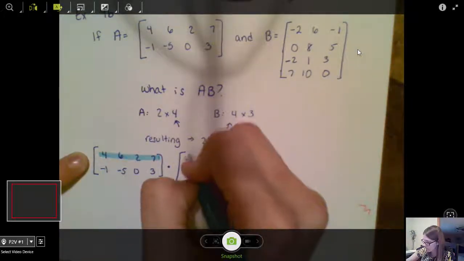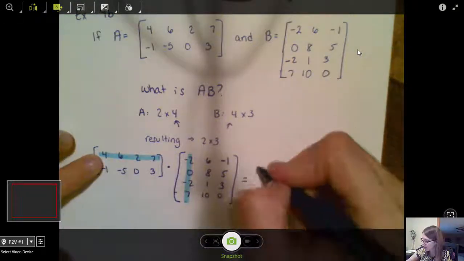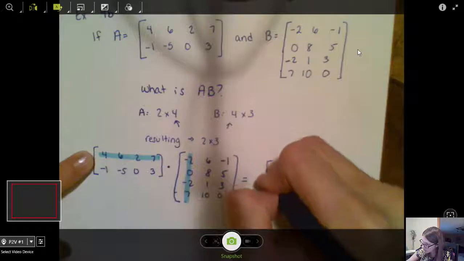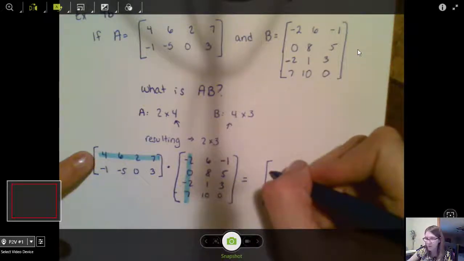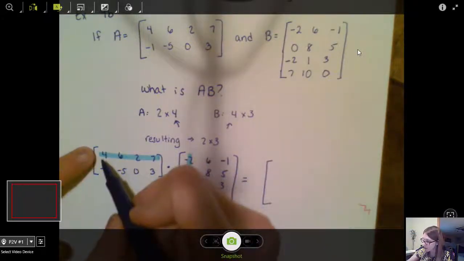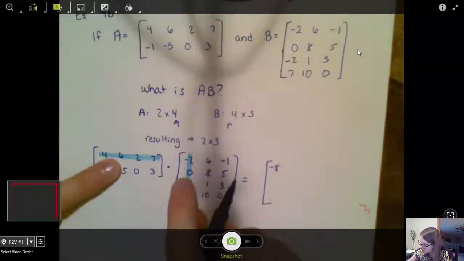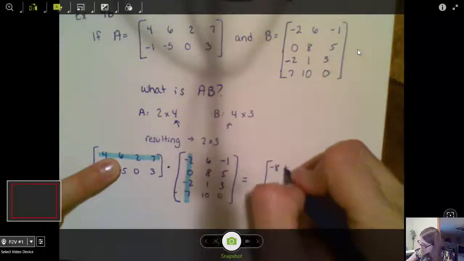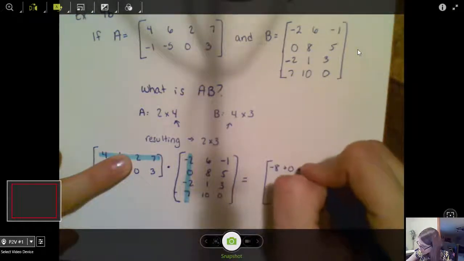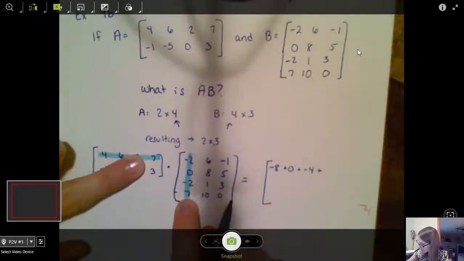my first row and my first column. So my top left corner of my resulting matrix is going to be dealing with this first row and this first column. So my first number is 4 times negative 2 plus 6 times 0 plus 2 times negative 2 plus 7 times 7.